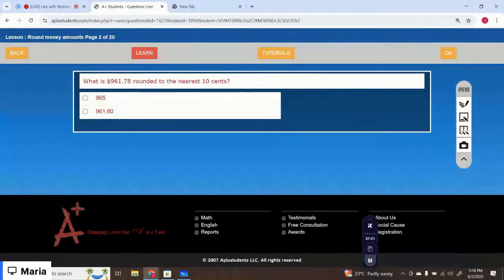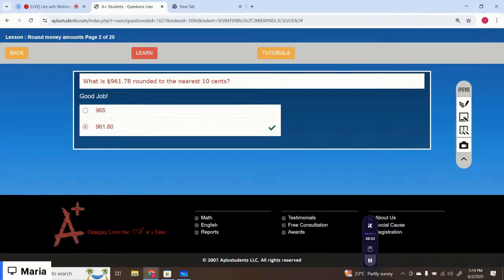What is 961.78 rounded to the nearest dollar? So which is the correct option? What is 961.78 rounded to the nearest 10 cents? So we need to round it to the nearest 10 cents, right? So that is 78. 78 is rounded to 0.80. So option number two is the correct option. That is $961.80.